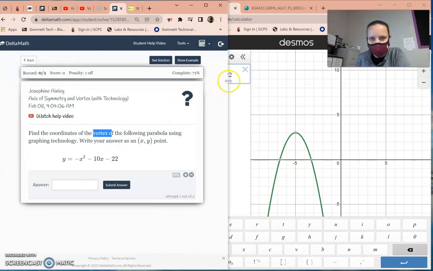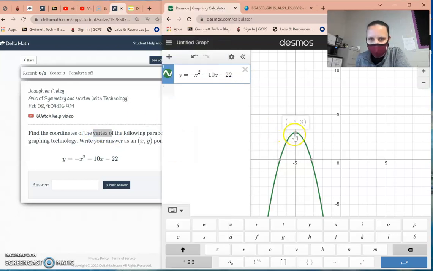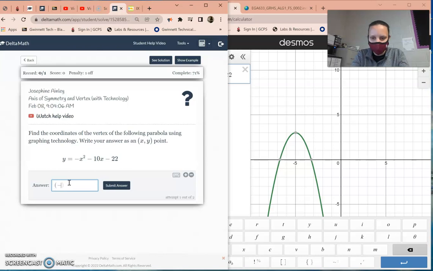And then we're looking for the vertex. And what's the vertex again? The top of the N or the bottom of the U. So -5, 3. And it says that it wants it as a coordinate, so we're just going to put it in as a coordinate, -5, 3.